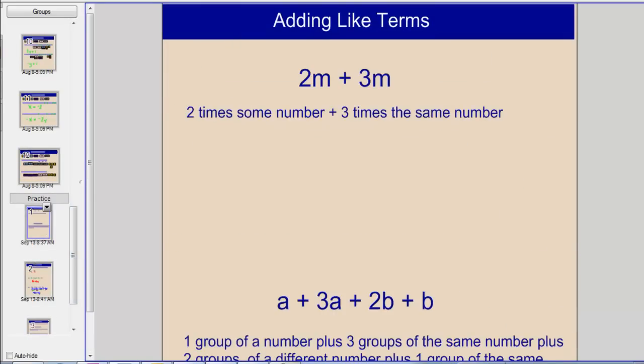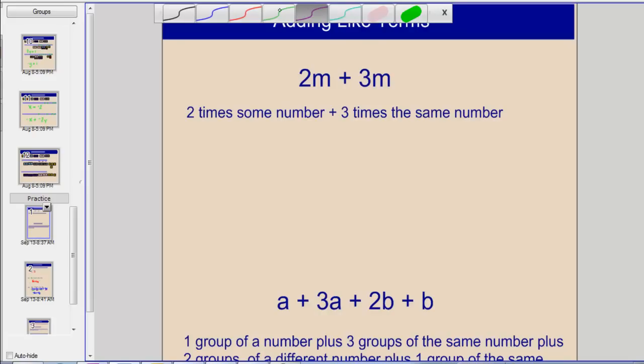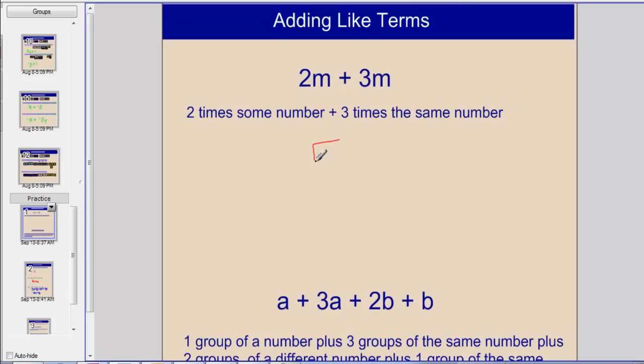All right, so let's move on. It's really important that you understand what all this means. When you see a problem like 2m plus 3m, we know that m and m are the same number. We just don't know what that number is. So it actually means 2 times some number plus 3 times the same number. And so we can put that all together because we have 2 m's and 3 m's. So how many m's do we have all together? That's right, we have 5 m's.